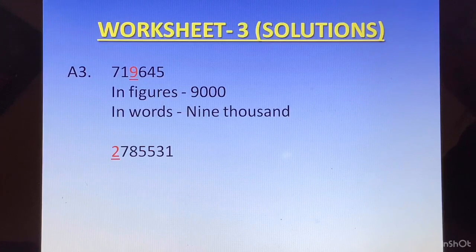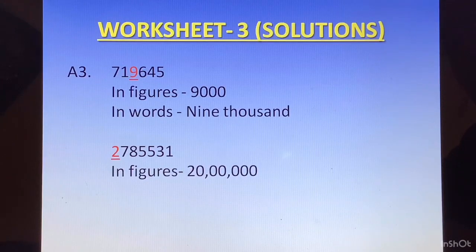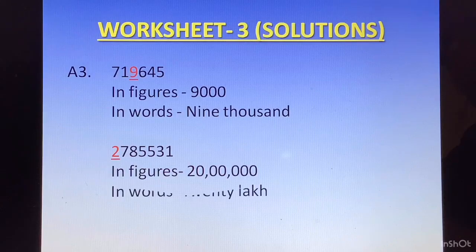The next one was to find the place value of 2 in 2785531. So after 2 we have 6 digits. So we will write 6 zeros after 2. This gives us 2 followed by 6 zeros, which is 20 lakhs. So in figures we'll write 2 followed by 6 zeros, and in words we'll write 20 lakh.